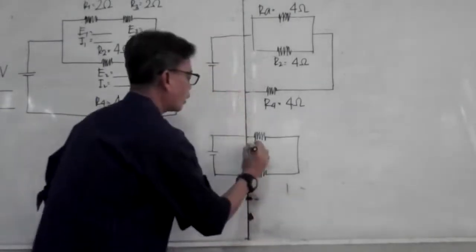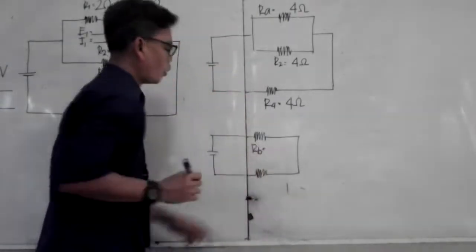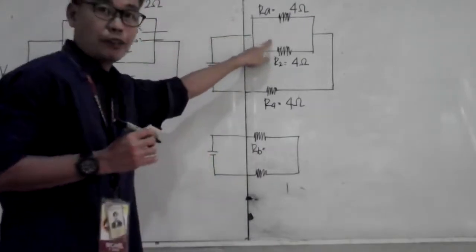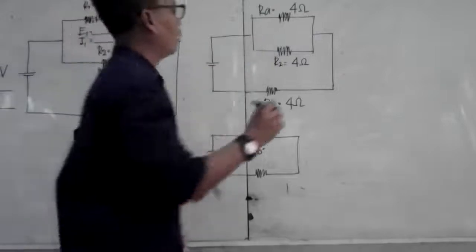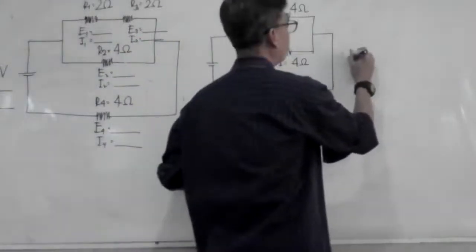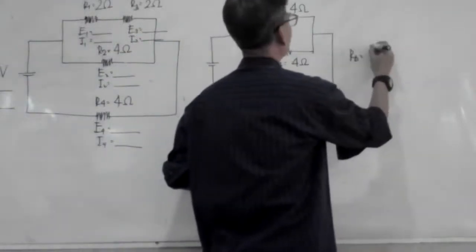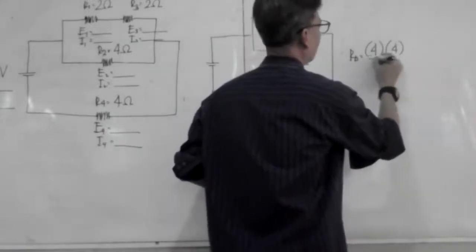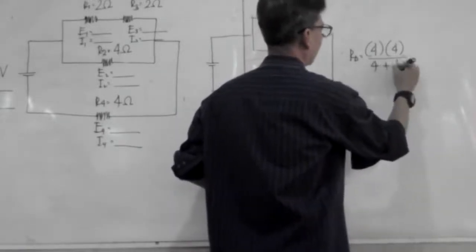This will be R sub B. Okay, so RB is the combination of these two. So how do you solve for that in a parallel circuit? Pag dalawa sila, di ba? So RB now is equal to 4 multiplied by 4 divided by 4 plus 4.